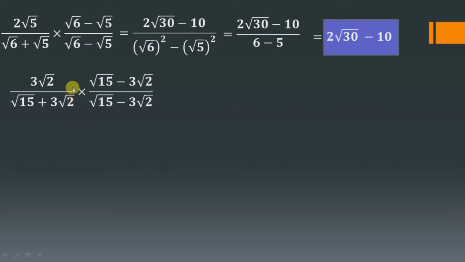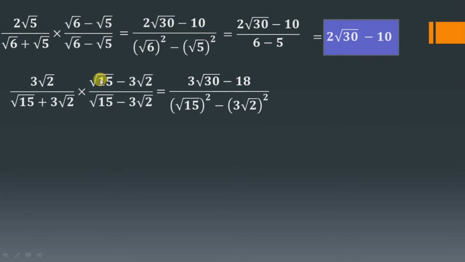I am going to simplify this expression by rationalization of denominators. That is, I am going to multiply 3 root 2 divided by root 15 plus 3 root 2 by root 15 minus 3 root 2, where plus changes into minus while doing a rationalization. So now 3 into root 2 into root 15 is root 30, 3 into 3 is 9, root 2 into root 2 is 2, so 3 3 is 9, 9 2 is 18.